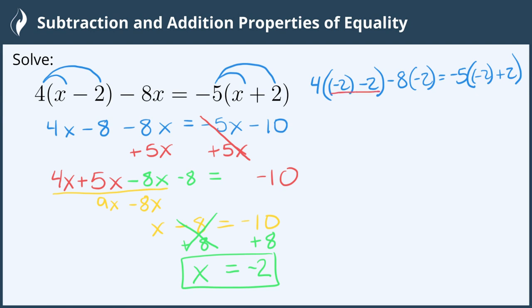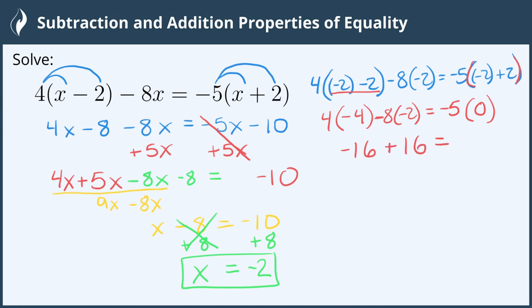Negative 2 minus 2 is negative 4. And we didn't do anything there. And then on the right-hand side, inside the parentheses here, negative 2 plus 2 is 0, times negative 5. On the left-hand side, we have negative 4 times 4, which is negative 16. And a negative 8 times a negative 2, which is positive 16. And then negative 5 times 0 is 0.